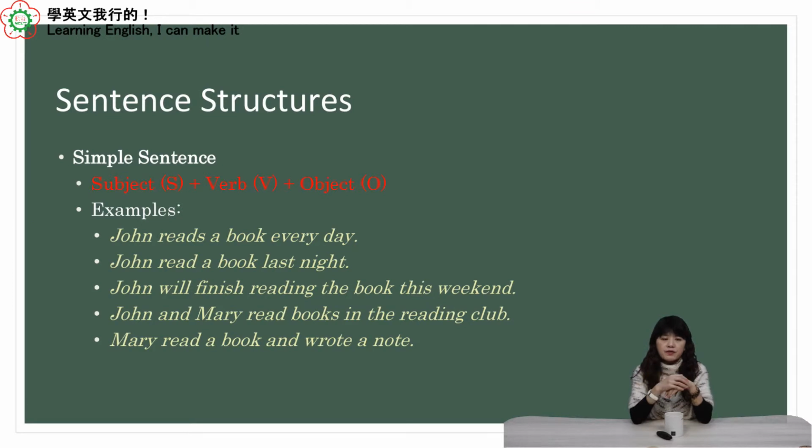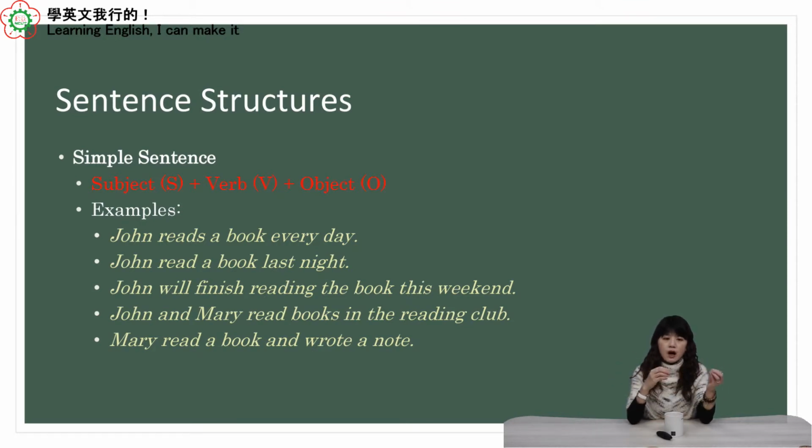For example, the first sentence I give you: John reads a book every day. The sentence starts with John, which is the subject, the person, and what the person does is reads a book every day. Reads is the verb, and because John is third person singular and every day is his habit, you need to add s to the verb. The object is a book. John reads a book every day. This is a simple sentence structure.